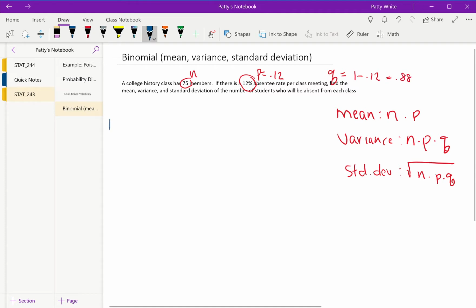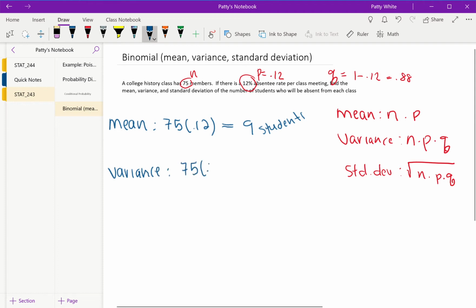So now we can go ahead and find our mean that we were asked to find, and that would be n, so 75, times p, so 0.12, and that is going to give us 9. So our mean is 9 students. The next easiest one to find is our variance, so we'll go ahead and find our variance. And our variance is n, so 75, times p, 0.12, times q, 0.88. And when we multiply those together, we end up getting 7.92.